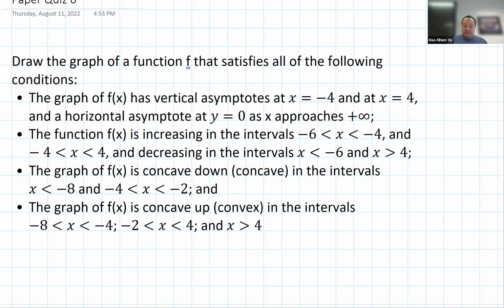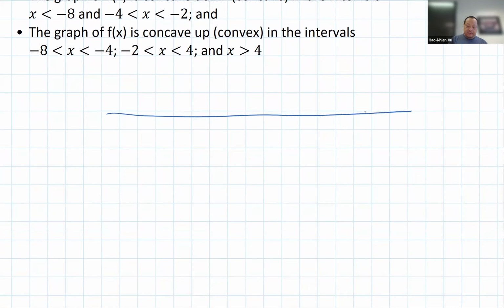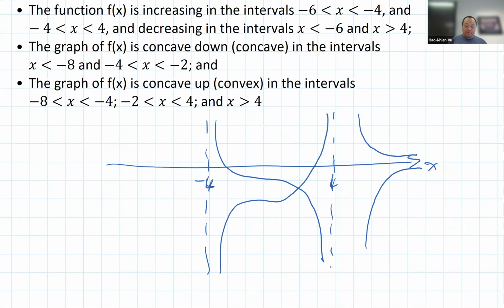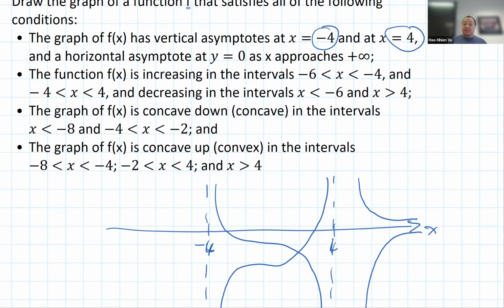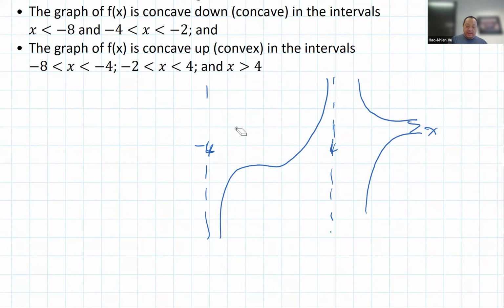Okay. The graph says something about vertical asymptotes at these 2 points. So I know the graph is going to have a -4 here, a 4 here, and vertical asymptotes. Horizontal asymptotes, that means the graph is either going to look like this if it's decreasing, or like that if it's increasing. Whereas in between here, it could be like this, it could be like that. And then there are a whole bunch of conditions about increasing, decreasing, and concavity. So I'm not going to rush into drawing anything yet.